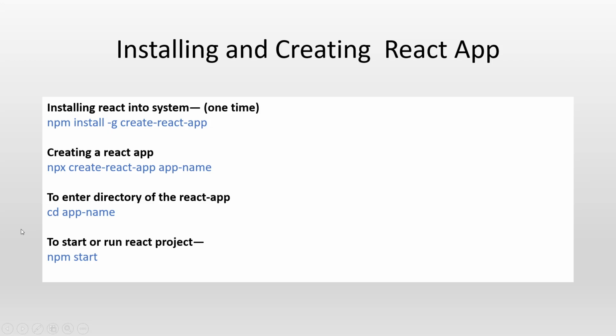To do that, we use cd app name. Whatever the folder name is, we type that, and we move our directory inside it. Next, to start our React project, we use the command npm start. These are the things you need to keep in mind whenever you are creating a React app. To start or run our React project, we need to write npm start.